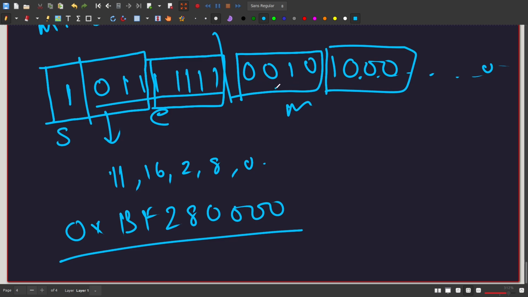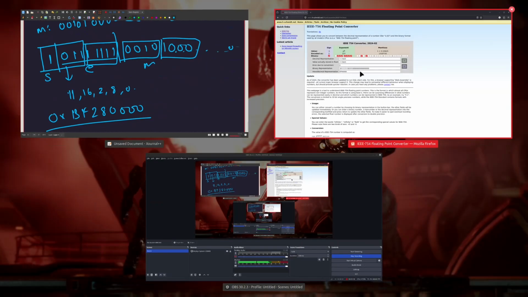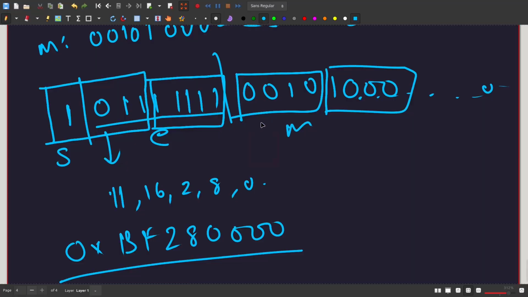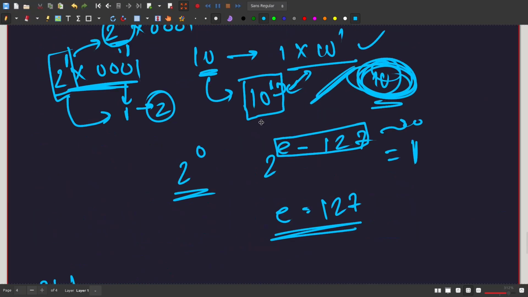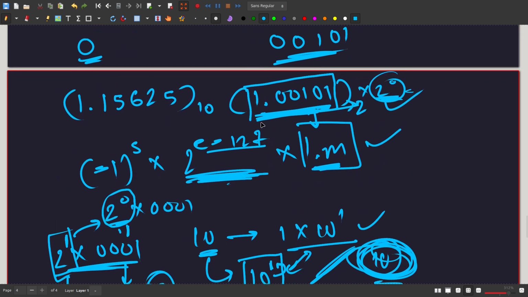BF. Ooh. 1 2 3 4 5 6 7 8. 1 2 3 4. What have I actually done? BF28. BF28 is apparently 0.6525. Let me troubleshoot here for a second.